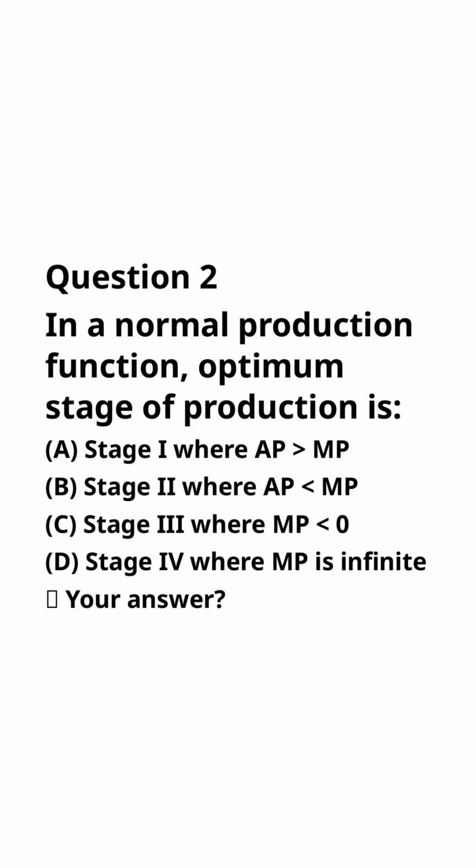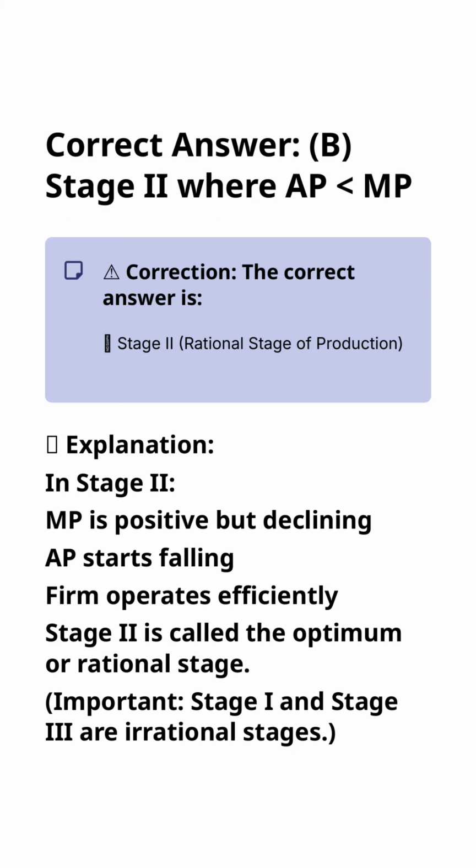So, to answer the question about the normal production function's optimum stage, it's typically in stage I, where the conditions are most favorable for efficient production. Now, let's focus on stage II, which is often referred to as the optimum or rational stage of production. In this stage, the firm operates most efficiently, meaning it's producing at the most cost-effective level.